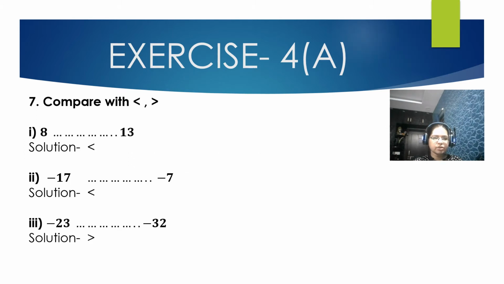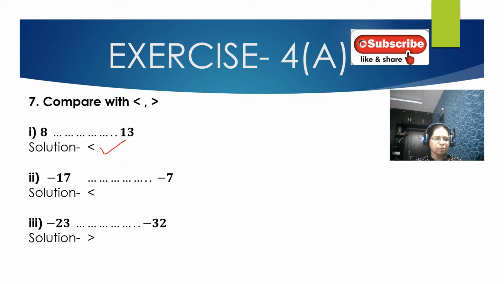Now we solve question number 7. Question number 7 is compare with less than and greater than sign. First bit is 8 dash 13. We know 8 is the smaller integer, then 13. So 8 is less than 13. Second bit, minus 17 dash minus 7. We know 17 is greater than 7, but if we place the minus sign, then minus 17 is less than minus 7. Third bit, minus 23 dash minus 32. We know 23 is less than 32, but if we place the minus sign, then minus 23 is greater than minus 32.